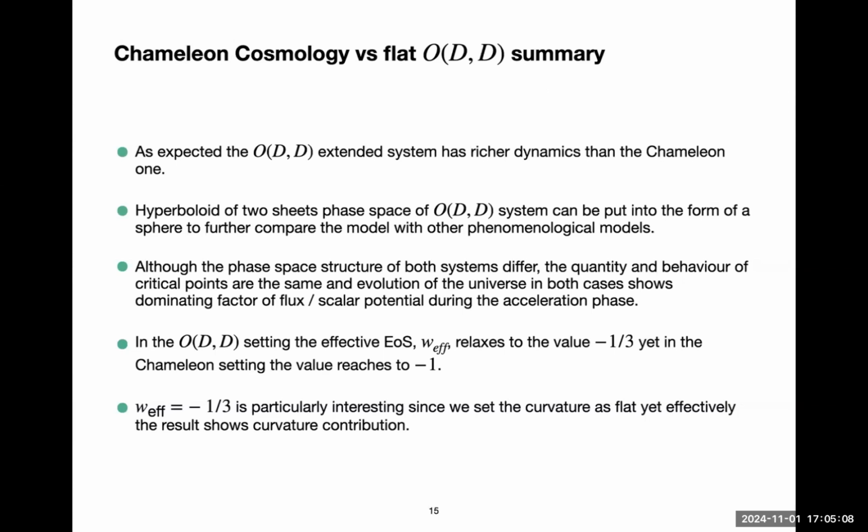Clarify better, because I don't understand the point. The fact that the universe is flat can have any equation of state. So why do you say that there is a curvature effect? I'm not saying there's a curvature. I'm just saying that the resulting effective equation of state is that of a curvature.